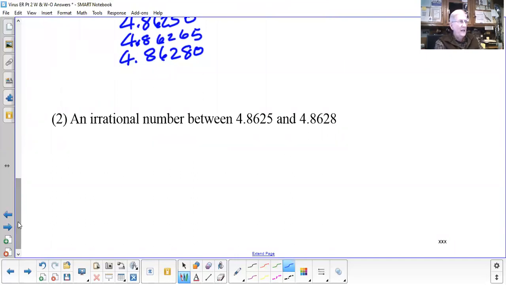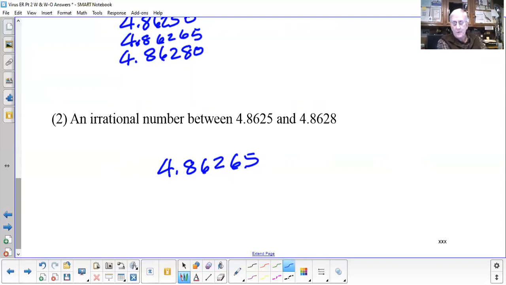What if I had asked for the same two numbers for you to find a number between them that is irrational? Okay? Same thing. You would add the two numbers together and divide them by 2. You would get 4.86265. But is this irrational? No, it's not.